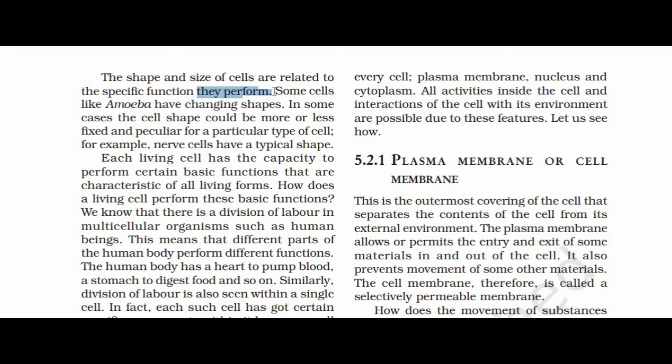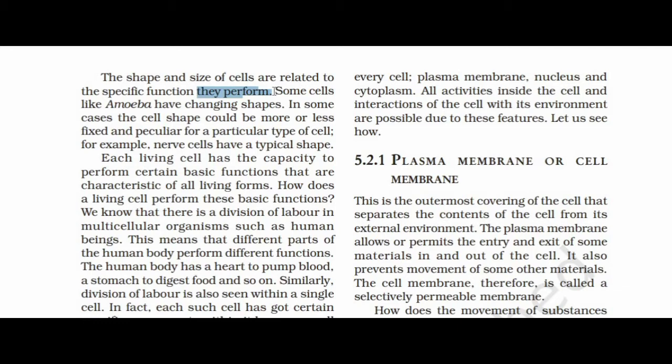Some cells like amoeba have changing shapes. In some cases, the cell shape could be more or less fixed and peculiar for a particular type of cell. For example, nerve cells have a typical shape. In case of amoeba, the shape of the cell keeps on changing, but in some other cells, it is fixed and peculiar for a particular type of cell. The shape of the cell does not change.